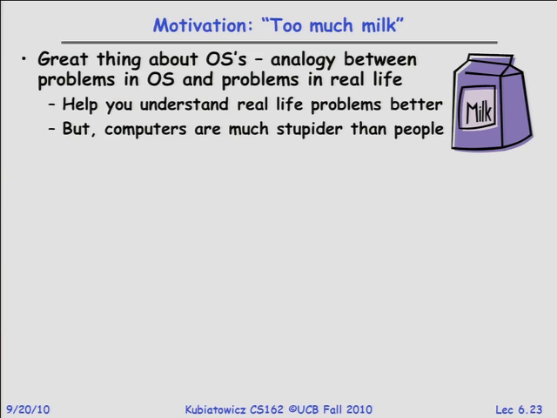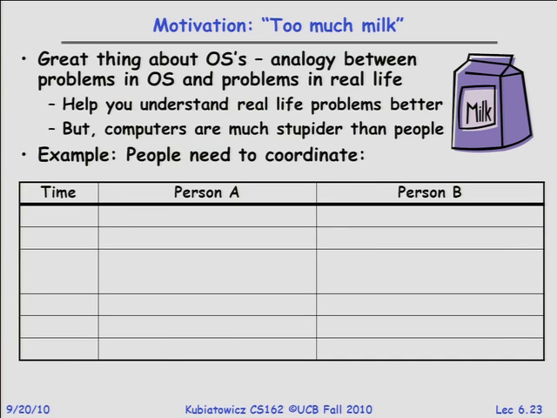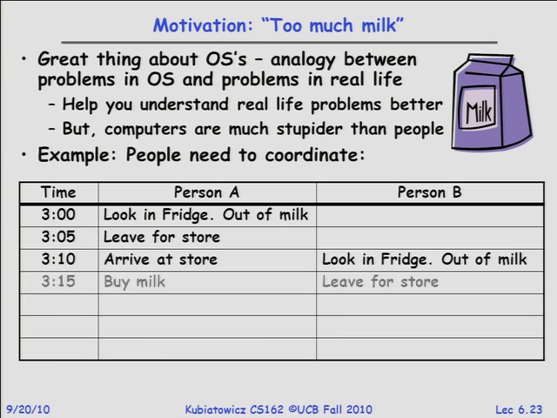You and your roommate share a refrigerator, and it's important that the milk never runs out. Person A gets home from class at 3, looks in the fridge, finds out you're out of milk. They leave for the store. Meanwhile, person B comes home, looks in the fridge, finds out you're out of milk. They leave for the store.